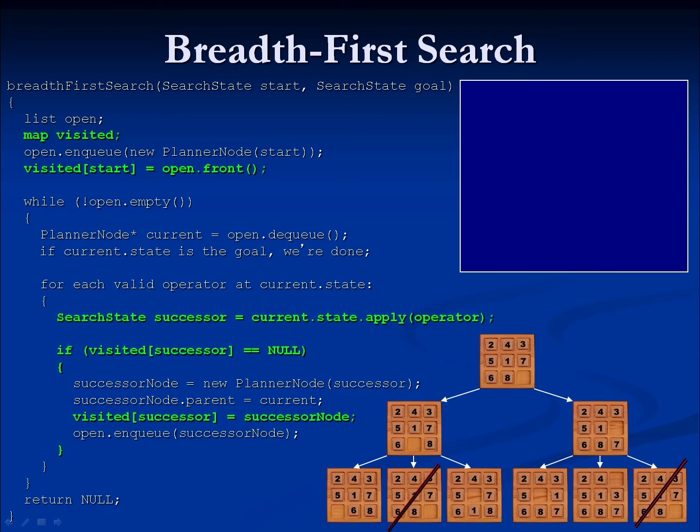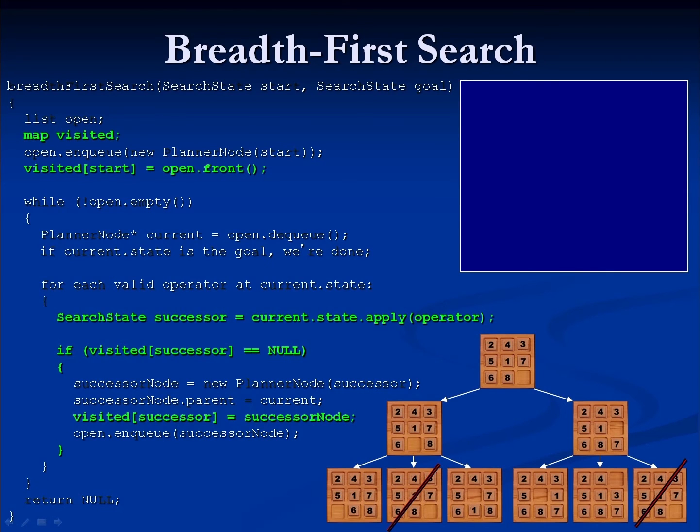We must also indicate that we have visited this node by adding it to the visited map. While the queue is not empty, we will pull the first element off, and we will do a goal check to see if it's the goal. If it is the goal, we're done and we complete the algorithm.